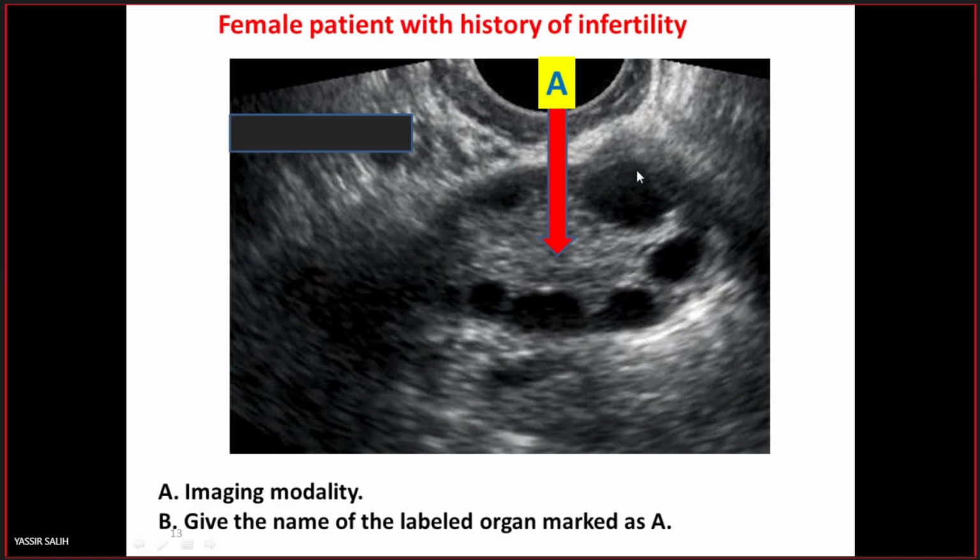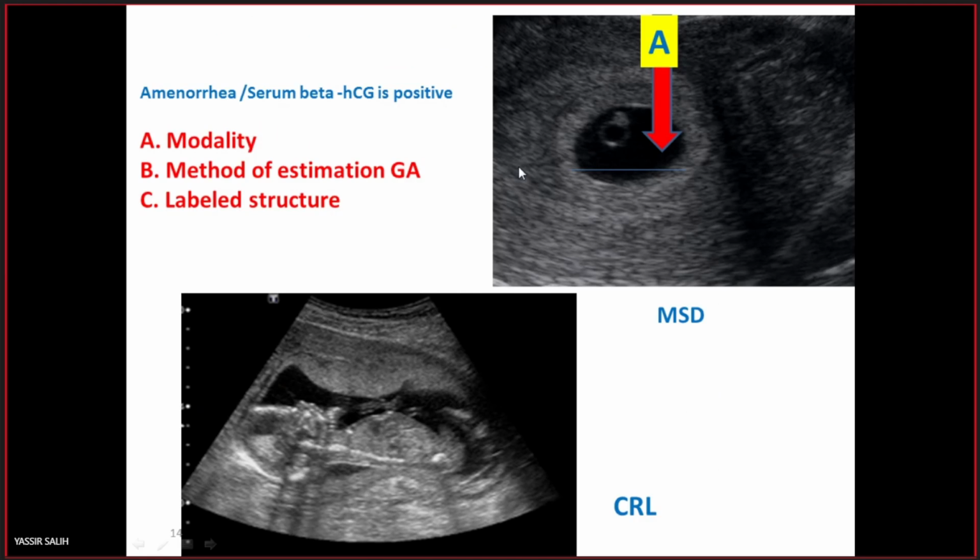Female patient presents with history of infertility. The imaging modality is ultrasound. Give the name of the labeled organ. What is this organ? Ovary. You know the details, but now we will not check them. This is the stroma and these are follicles arranged in the periphery of the ovary.